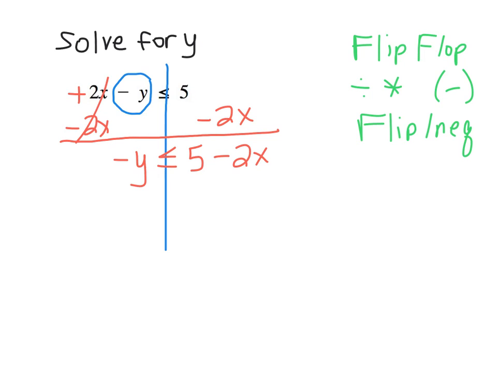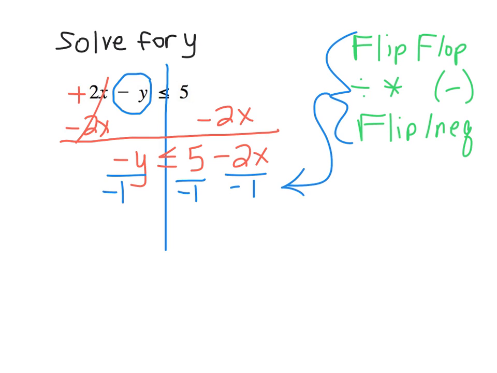So now I'm not done because my y is being multiplied by a negative, or a negative 1. So the inverse of multiplying by negative 1 is to divide by negative 1. So I'm going to divide all three terms by negative 1. That invokes my flip-flop rule because I'm dividing the whole equation by a negative. So I'm going to flip my inequality. And so I've got y is greater than or equal to negative 5 plus 2x.